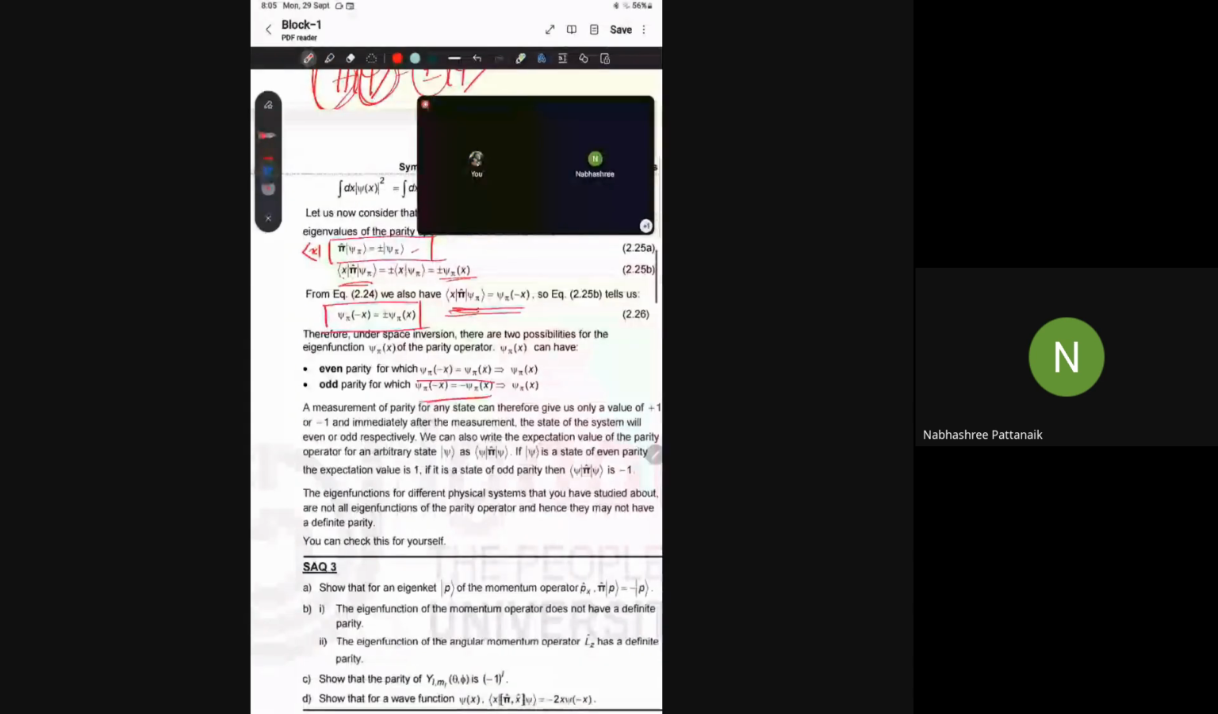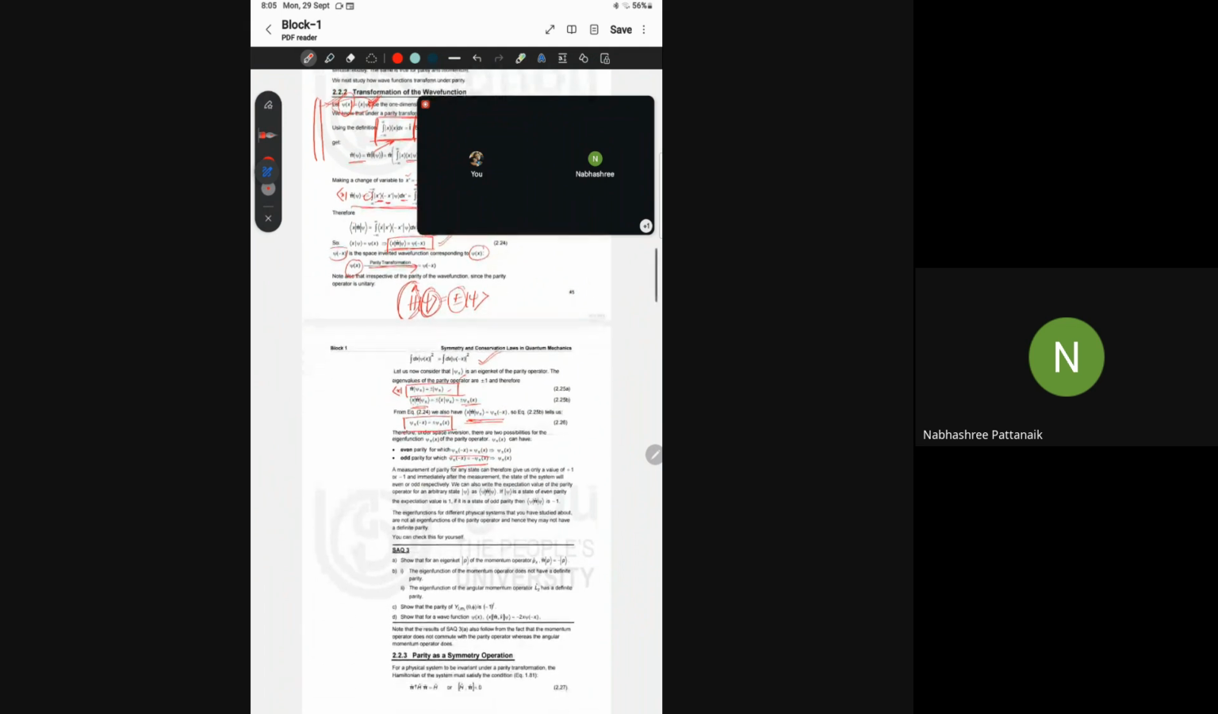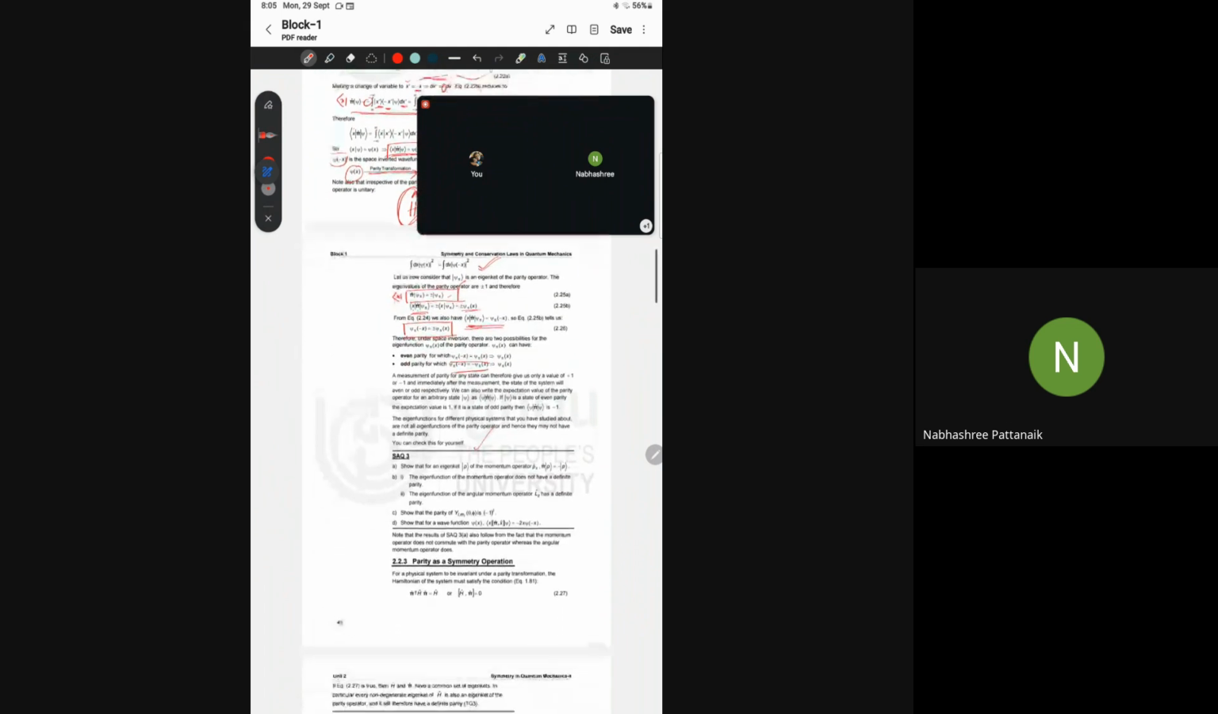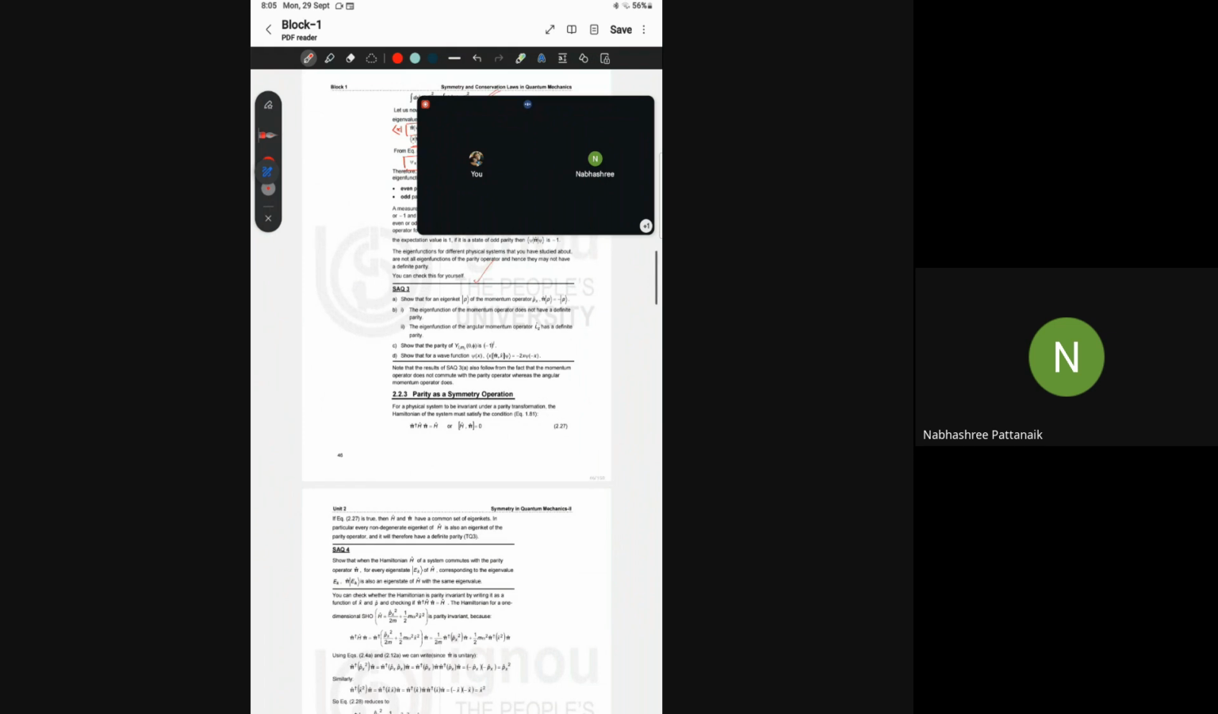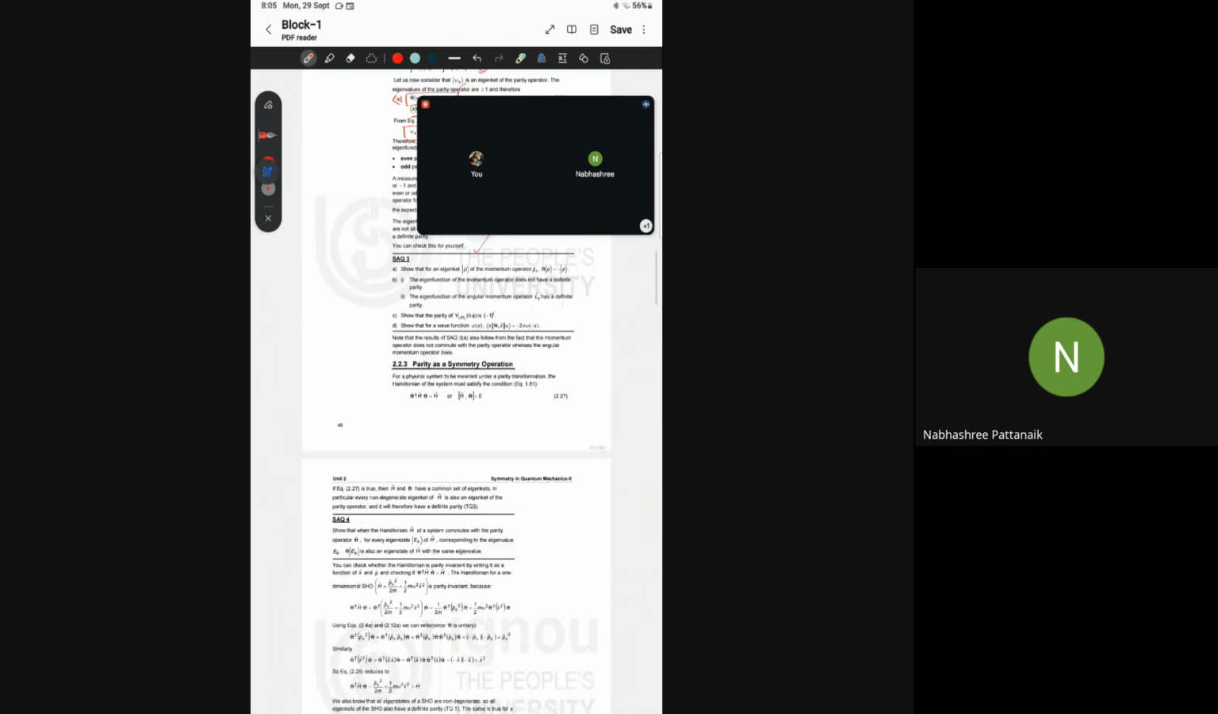I suggest you just go through this part, this 2.2.2. Read it once up to here, and if you have any doubt, ask. Otherwise, we'll go to the parity as a symmetry question. Okay. Go through it.